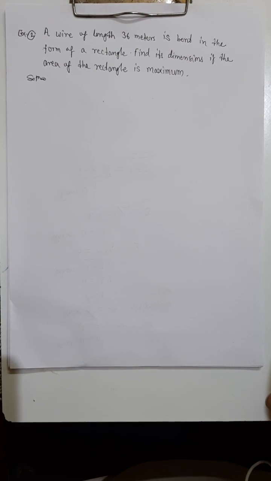Second problem. A wire of length 36 meters is bent in the form of a rectangle. Find its dimensions if the area of the rectangle is maximum. So we have to find the dimensions of the rectangle, that means what is the length and breadth of the rectangle. At that time, we have to show that the area of the rectangle is maximum.